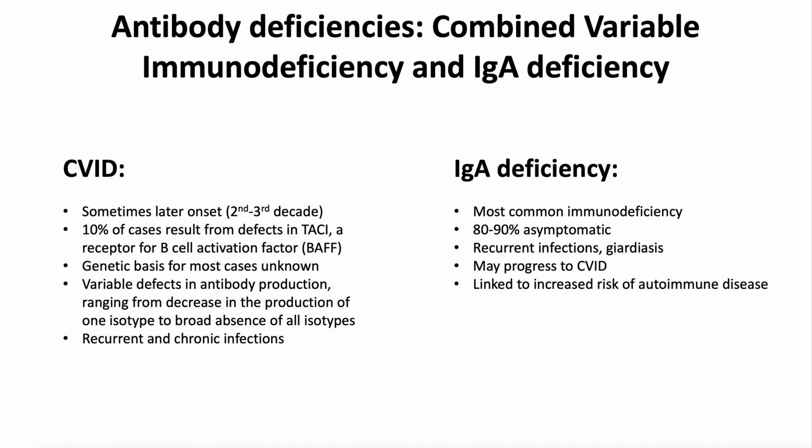IgA deficiency is probably the most common immunodeficiency. 80 to 90% of individuals with IgA deficiency are asymptomatic. But if you are symptomatic, you can have some recurrent infections, including some chronic diarrhea problems, for example, with Giardia. And IgA deficiency can progress to CVID and is linked to an increased risk of autoimmune disease, although the mechanisms behind that are entirely unclear.